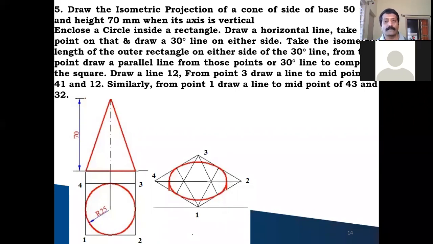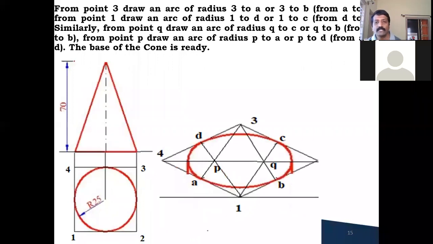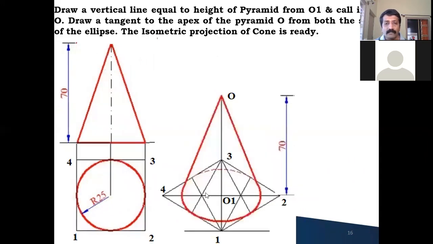So this is your ellipse. This is the base of your cone. After the completion of this, how to find the center of the cone? To find the center of the cone, you need to draw both the diagonals, 3 to 1 and 4 to 2, wherever they intersect. So this O1 is the center of the base of the cone.